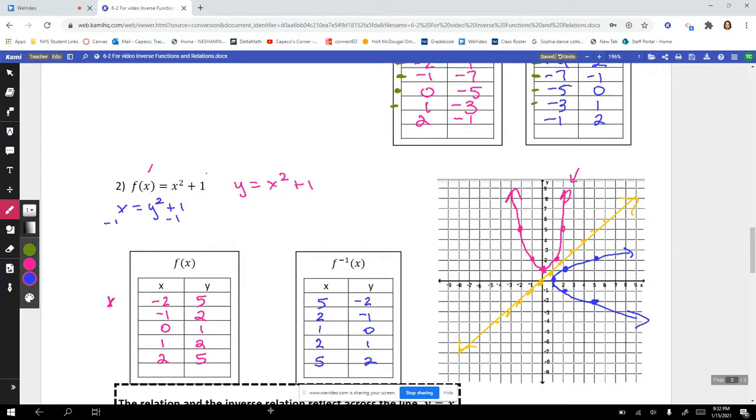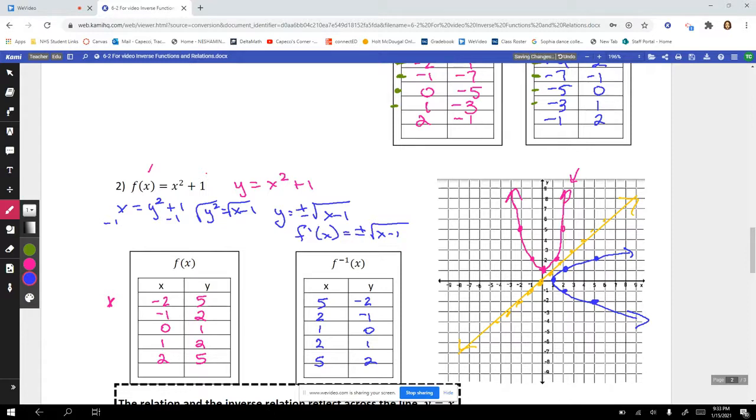Bring that 1 to the other side. So I have y squared is equal to x minus 1. Take the square root of both sides. So I have y is equal to plus or minus the square root of x minus 1. Again, the last thing I had to do is change my notation: plus or minus the square root of x minus 1.